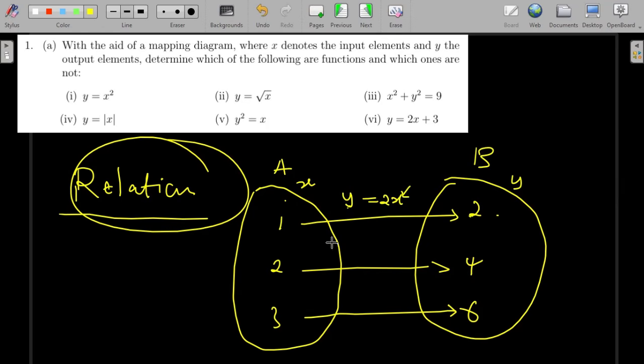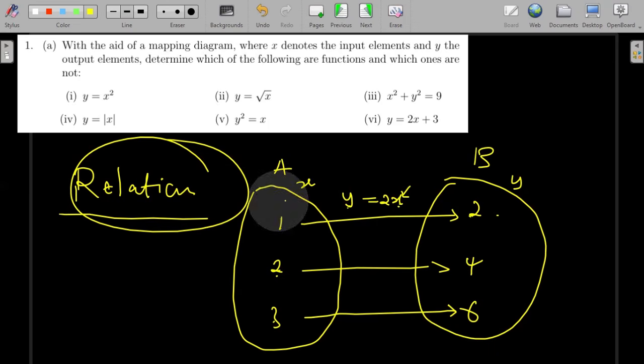So if x is 1, y should be 2. Just put the 1 there. If x is 2, you put it there, you get your y as 4. If your x is 3, you put it there, you get your y as what? 6. So a relation is just some kind of relationship between ordered pairs, like as you have seen here from set A to set B.